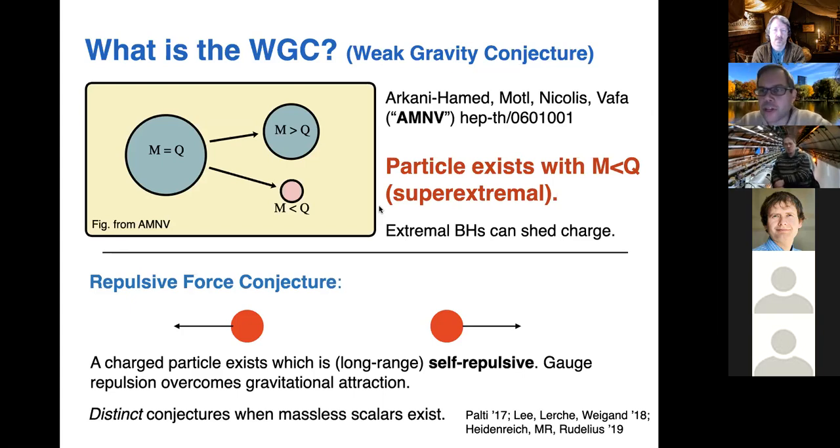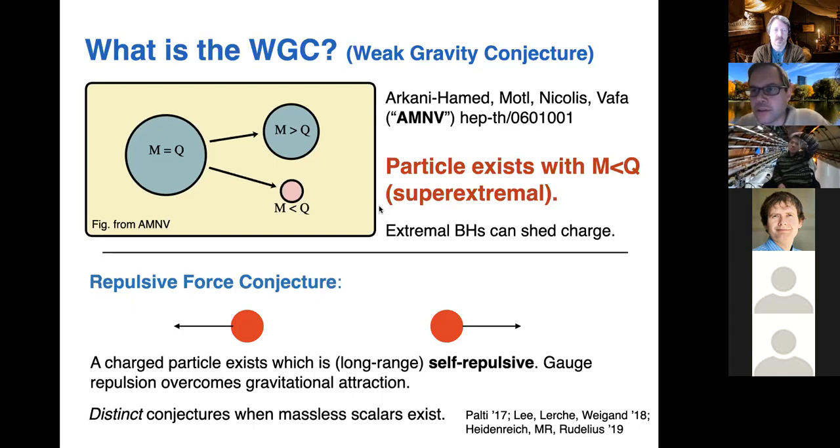And one attempt to quantify what goes wrong in one way of trying to get an approximate global symmetry is the weak gravity conjecture, which is due to Arkani-Hamed, Motl, Nicolis, and Vafa from 2006. And they ask the question, what happens if I imagine having a very weakly coupled gauge theory in the context of quantum gravity? So it's not a global symmetry, but it's a super weak gauge interaction. And if it's weak enough, maybe that's kind of almost indistinguishable from a global symmetry. And maybe you would think something bad should happen when you do that. And that kind of motivated their conjecture.